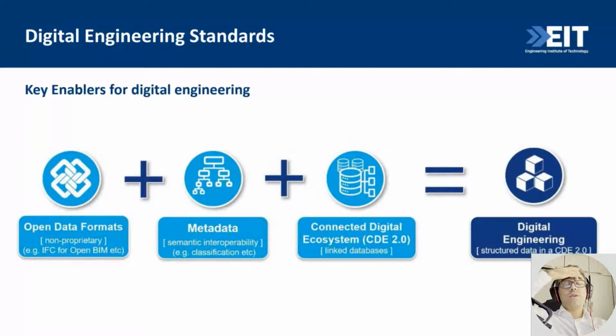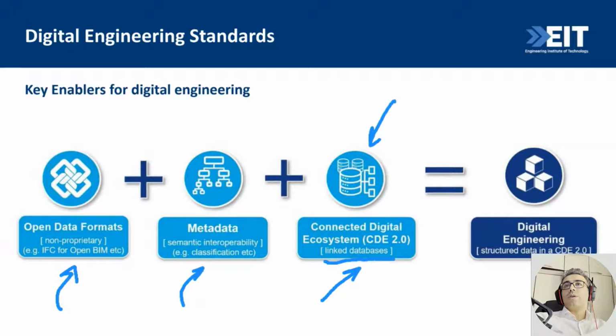So here are the key enablers for digital engineering that we have in our modeling, what we are looking for in stage 3, as management of digital engineering for assets in railway. We need open data formats, which could be, for example, Excel files, Office documents, and CAD files. We have metadata, for example semantic interoperability, so they connect the databases to each other and build up the connected digital ecosystem that we call CDE 2.0. This is the link between the databases, and these are the key elements that we are keen to have in digital engineering.